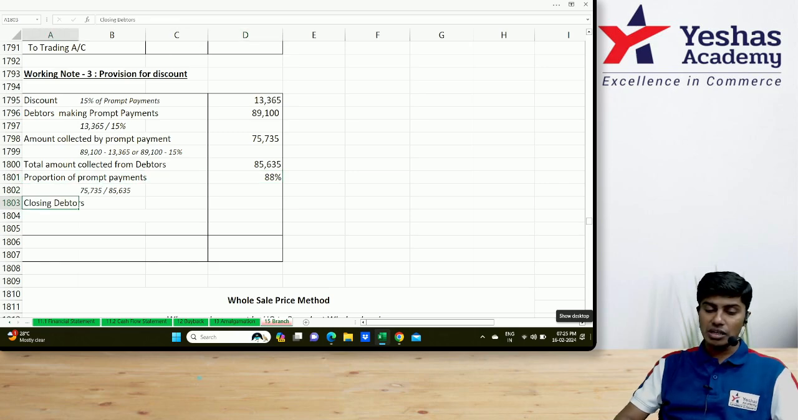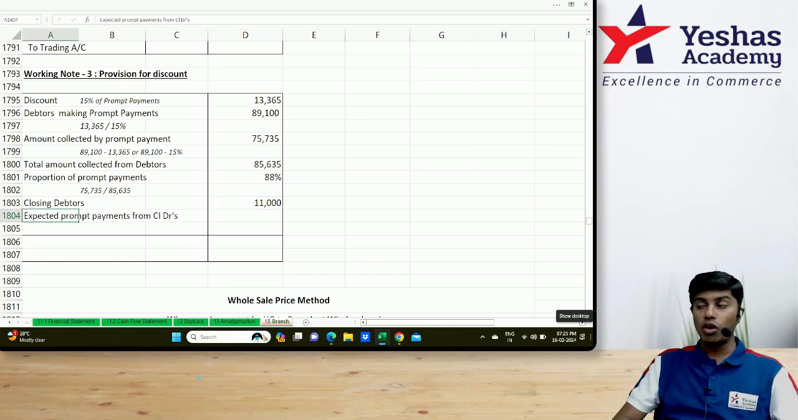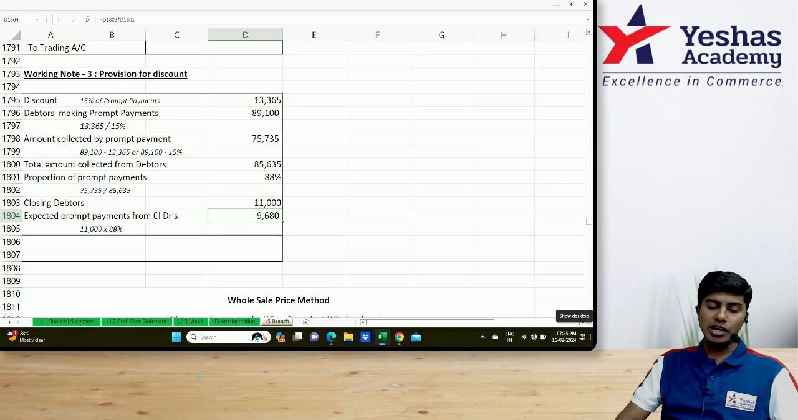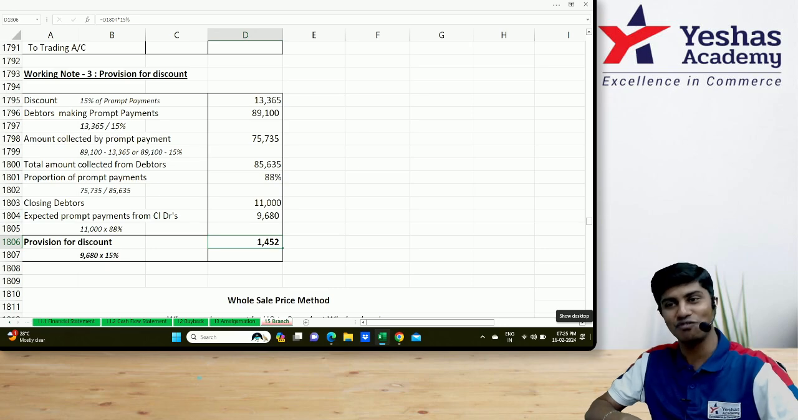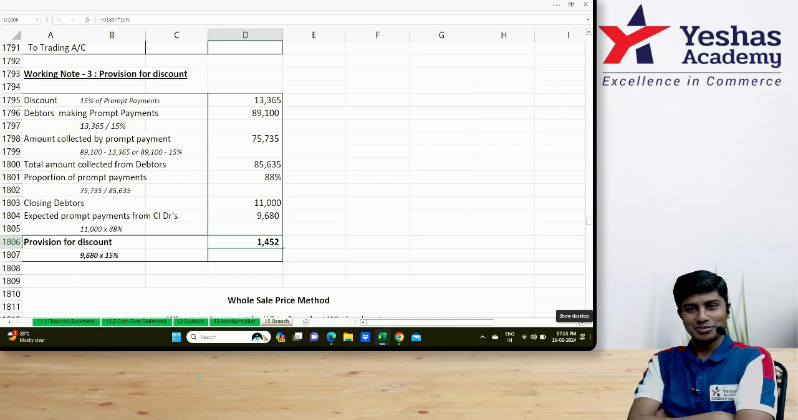In the next year, we are supposed to receive closing debtors of 11,000, against which sales were made during the current year. Out of 11,000, what percentage will make prompt payment? 88%. 11,000 into 88% is 9,680. On that, we're going to give 15% as discount: 9,680 into 15%, 1,452. Expense in the P&L account.